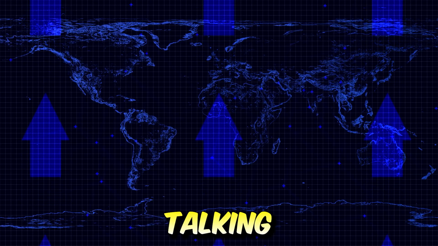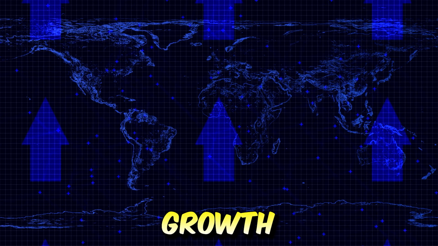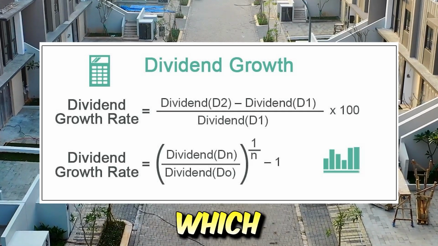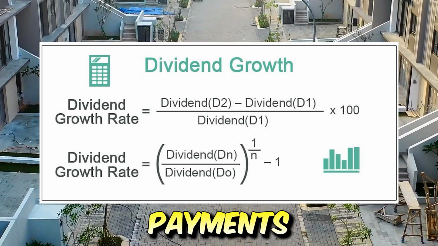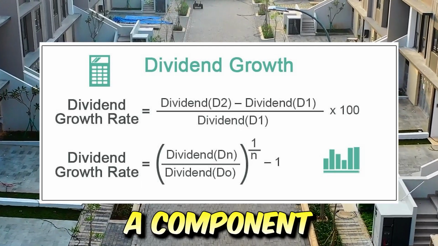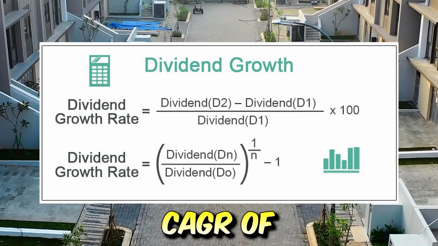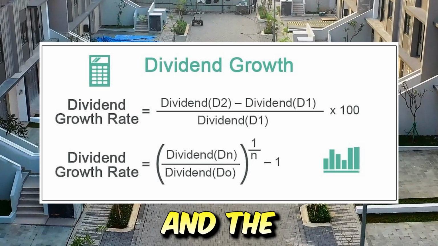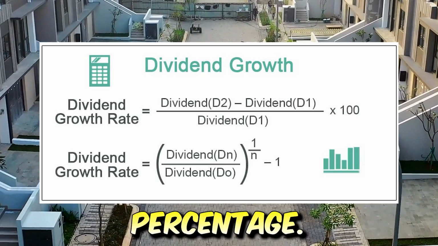Now the metric I'm talking about is DGR, or dividend growth rate. So dividend growth rate is a measure that indicates the annual rate at which a company's dividend payments have increased over a specific period of time. It represents the compounded annual growth rate, or CAGR, C-A-G-R, of dividends over that period. And the dividend growth rate is often expressed as a percentage.